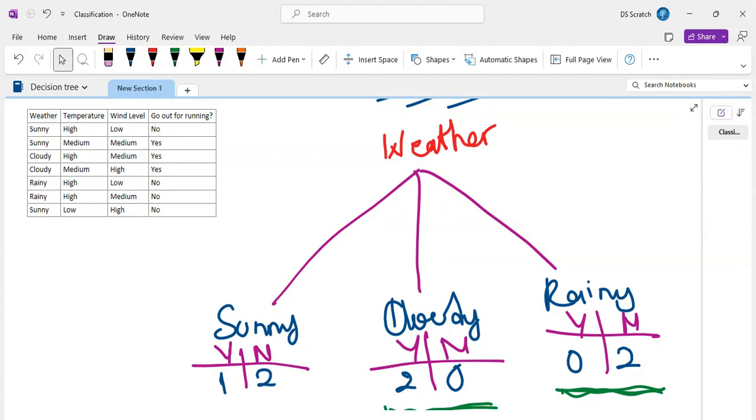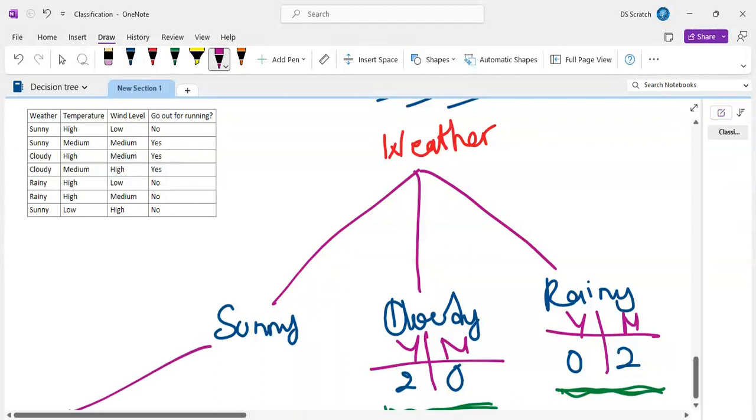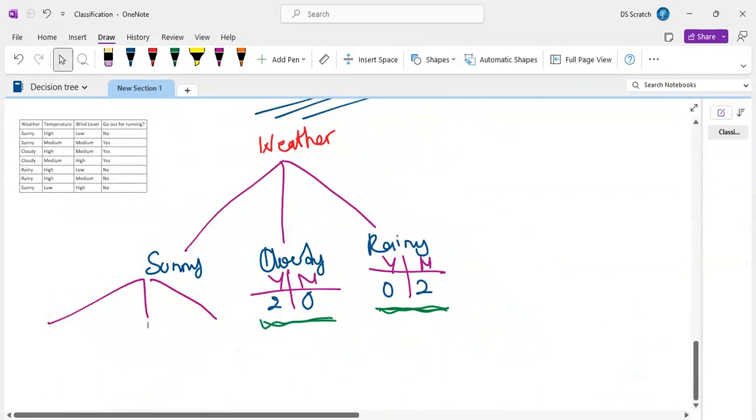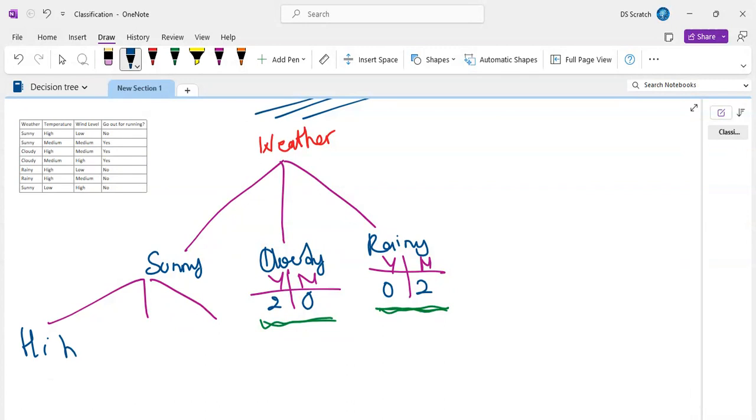So now we can select the temperature. Now for the sunny weather, there are three different temperatures. If it is sunny and the temperature is high, if it is sunny and the temperature is medium, and if it is sunny and the temperature is low. Now let's see how many people will go out and how many people will stay in their houses.